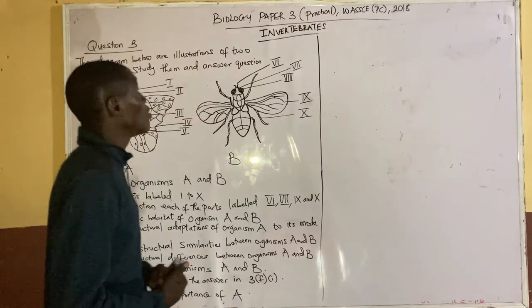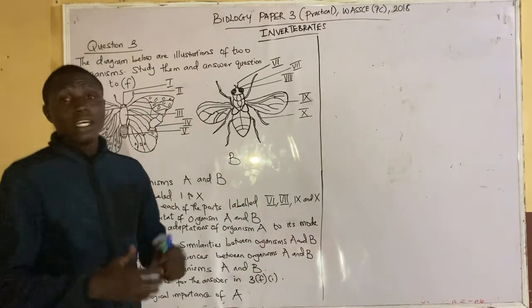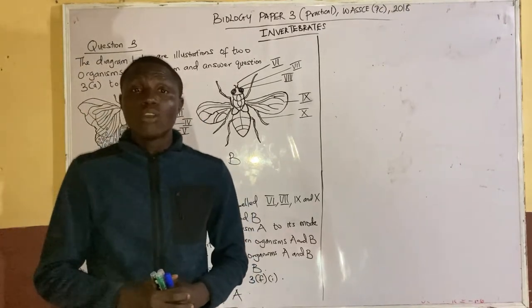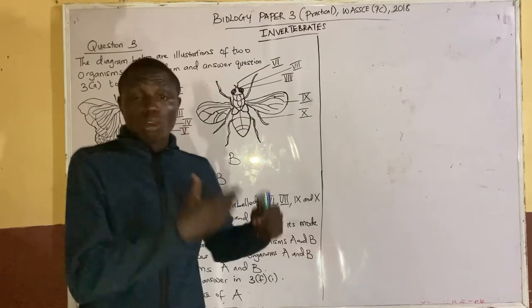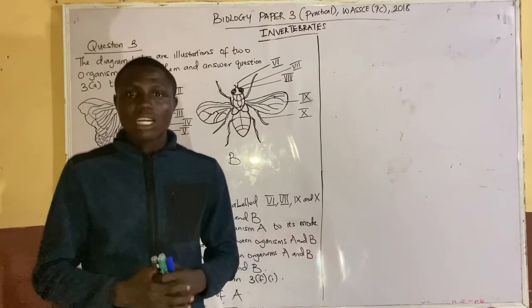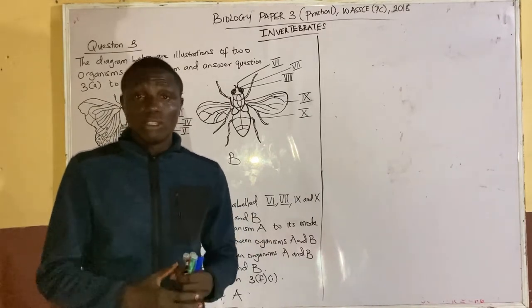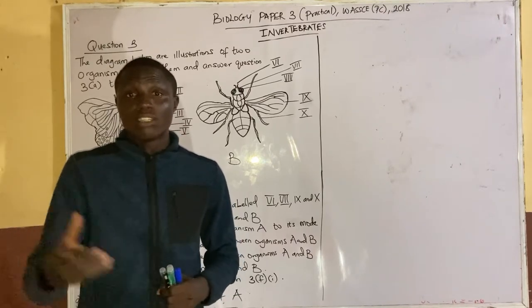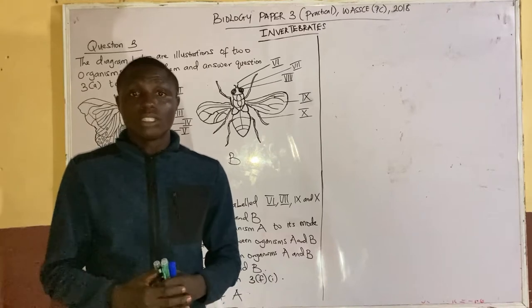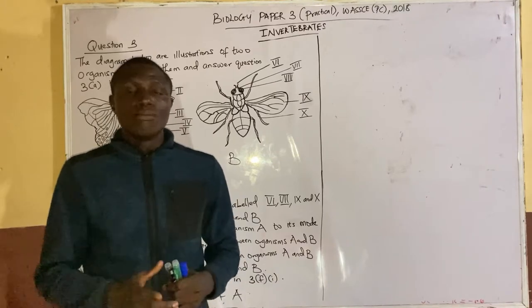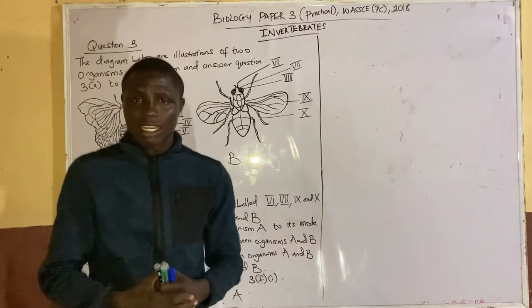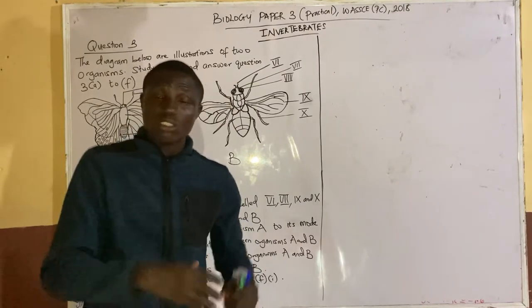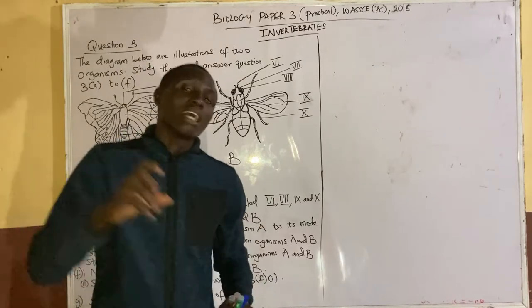Today we have before us the biology practical paper 1-3, which is the alternative to biology practical. And today we will consider the topic invertebrates. As we know, organisms are divided into two major kingdoms, the kingdom Animalia and the kingdom Plantae. And we also have the third kingdom Protista. But under the kingdom Animalia, animals can also be divided into two groups, invertebrates and vertebrates.